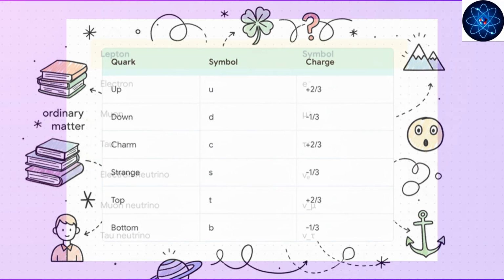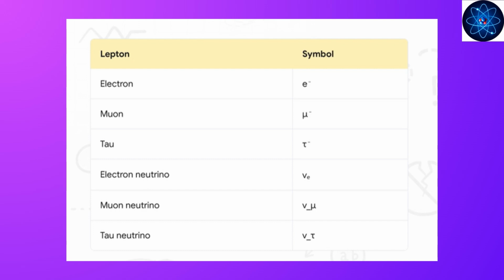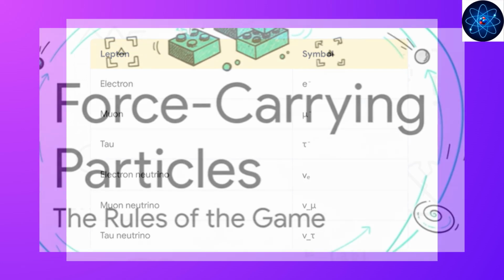And here's the other side of the family, the leptons. You've got the electron, which we all know and love. Then you have its 2 heavier, sort of unstable cousins, the muon and the tau. And then there are these 3 incredibly weird, shy particles called neutrinos. Trillions of them are passing through your body right now without you feeling a thing. And that's it. Those are our 12 Lego bricks.